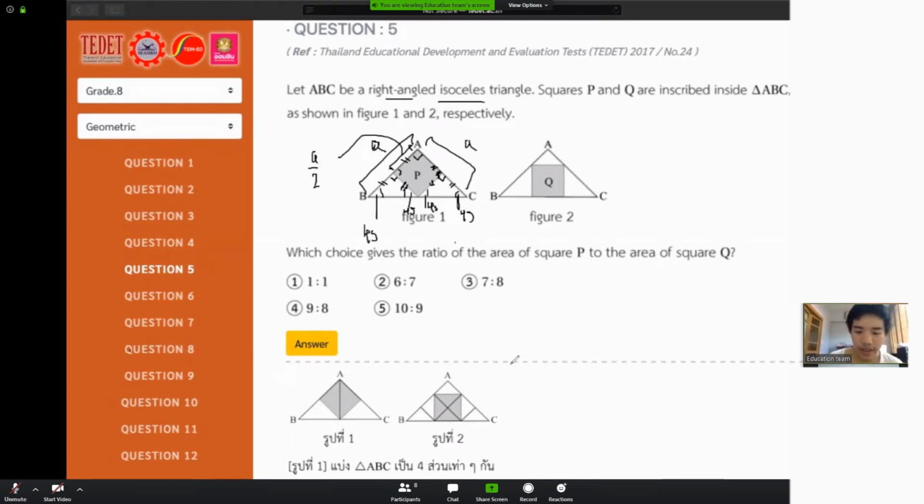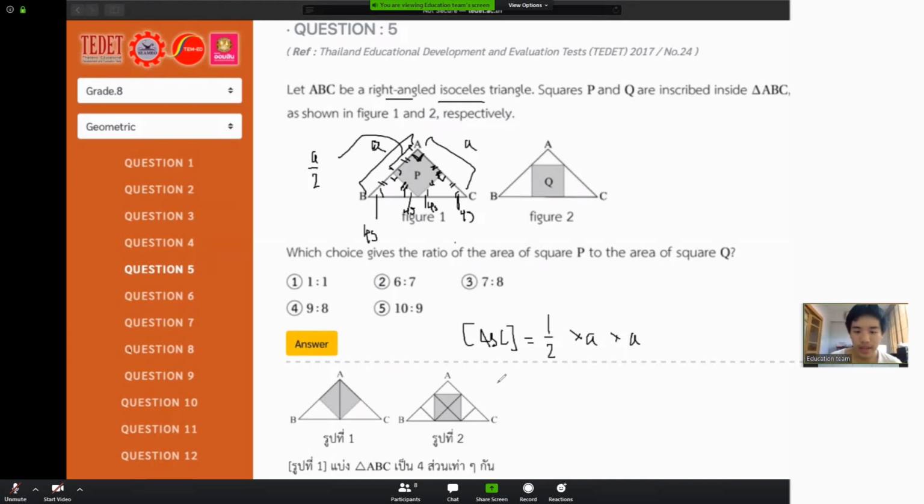So if we think about the area of ABC, area ABC is half base times height. If you take AB to be your base, AC is your height. So the area of ABC is half times the base AB, which is A, times the height AC, which is also A.